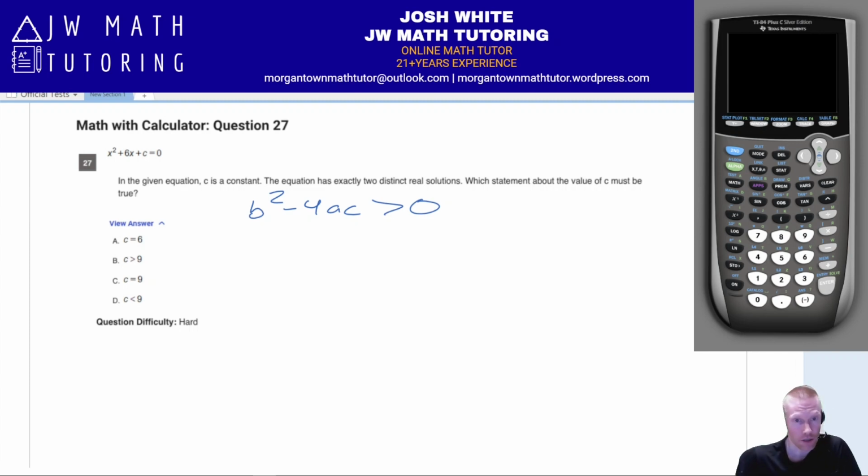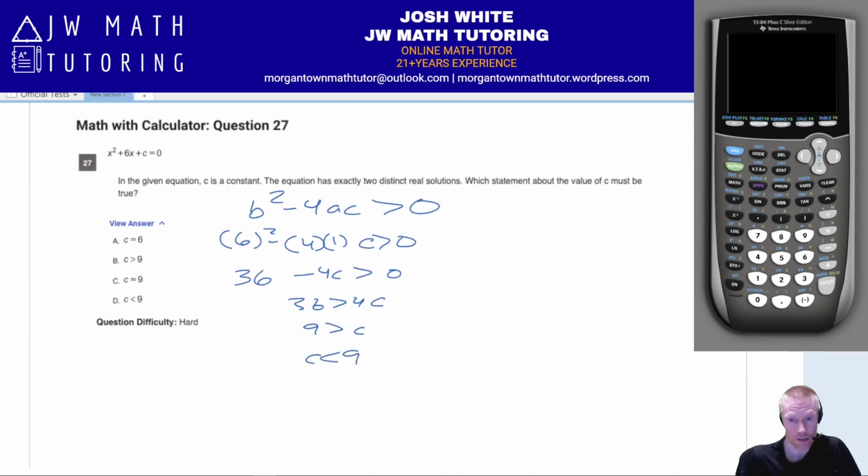Therefore, if I plug in the numbers that I know up here, so like A is 1, C we don't know, B is 6, and then I solve this out, it's going to give me the answer. So 36 minus 4C greater than 0, 36 greater than 4C, 9 greater than C, or we can switch it, C less than 9. So correct answer to this is going to be letter D.